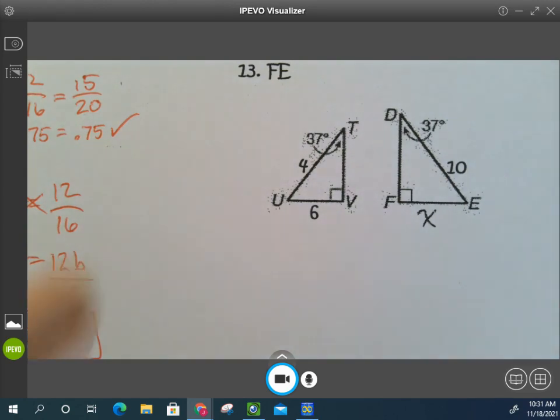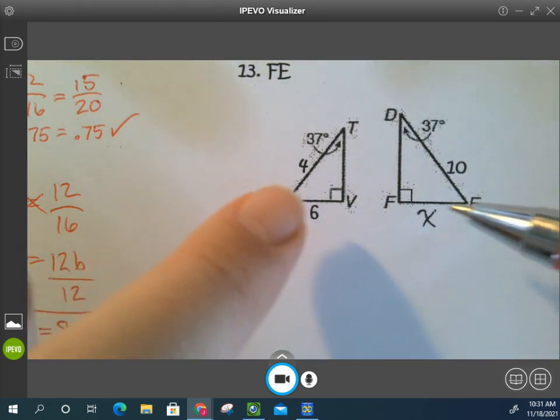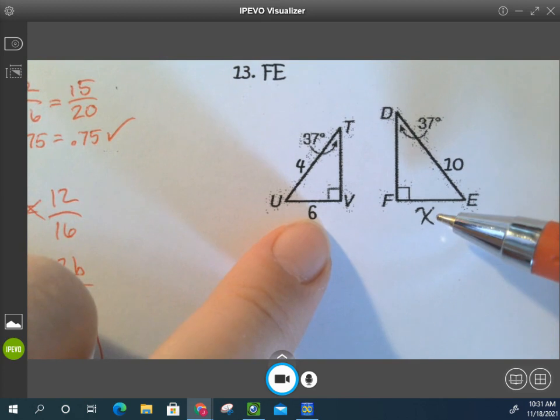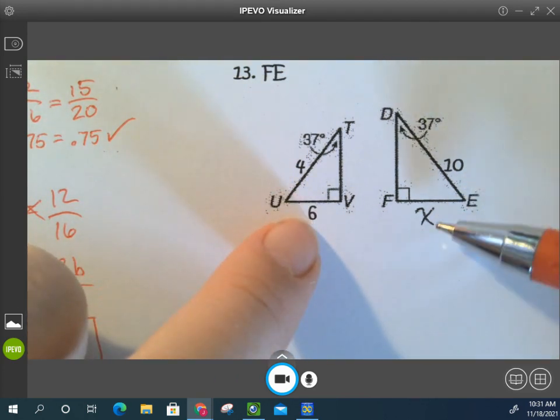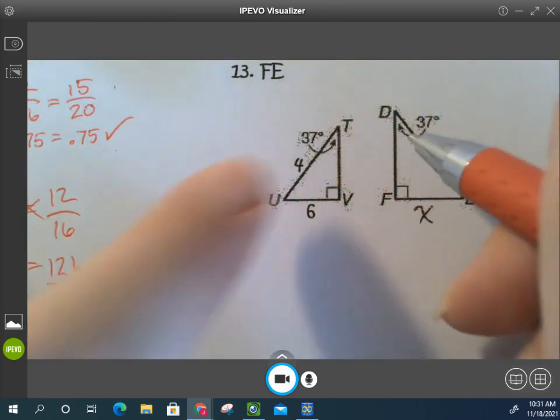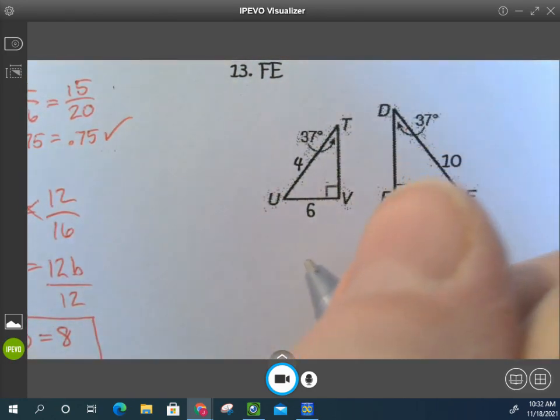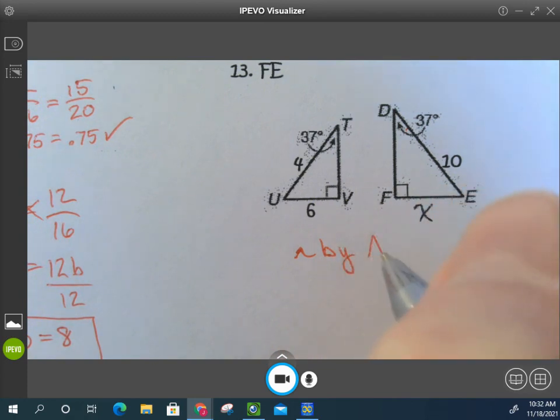Well, if you try to do something with sides, I don't know all three sides, so I can't do side, side, side. And I only know two sides, but I don't know all the information, so I cannot use side, angle, side. I also can't use it because the angle is not included. So I have to use angle, angle. And do you see we have it? Two angles. So it's similar by angle, angle.